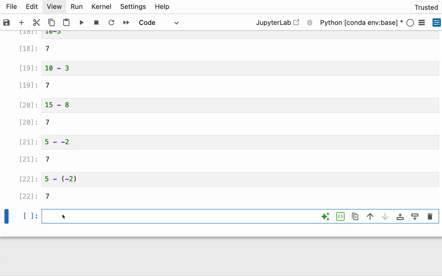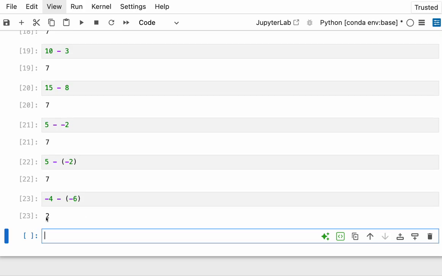Let's look at another example. Let's say we do minus 4 minus 6. So minus 4 minus 6. As we did with this one, we can also decide to group these. So we can do something like this: minus 4 minus, in brackets, minus 6. And if we run this, we get minus 10, which is correct.